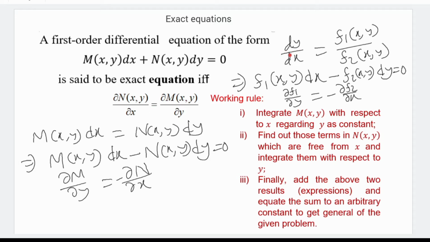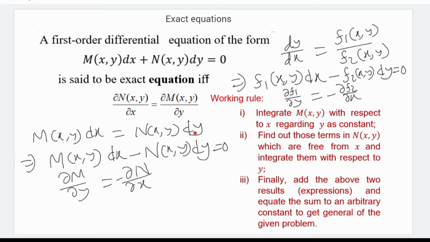Sometimes we get the equation in the form dy/dx equals function 1 of (x,y) over function 2 of (x,y). Now we can write this equation in standard form. In this case, the partial derivative of function 1 with respect to y equals negative, because of this negative, the partial derivative of function 2 with respect to x. So same as this.